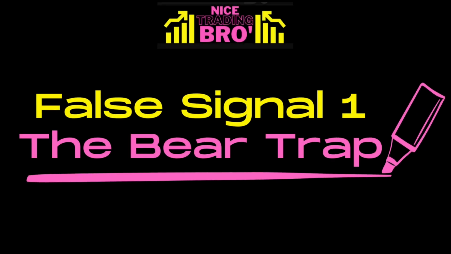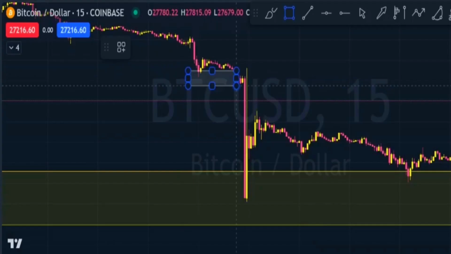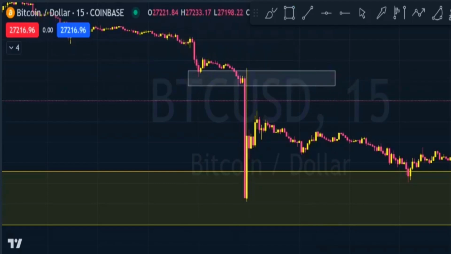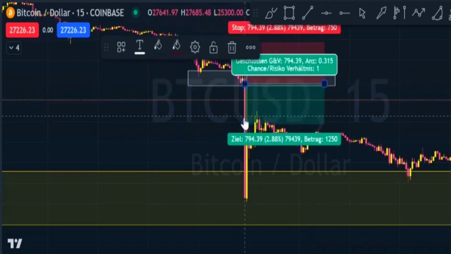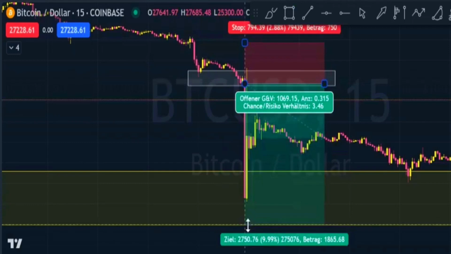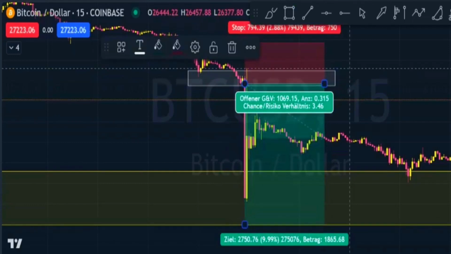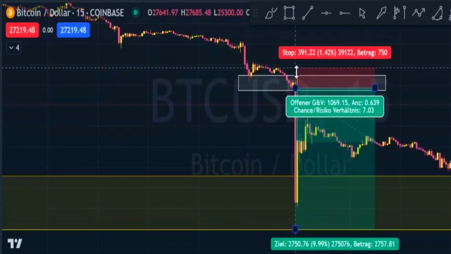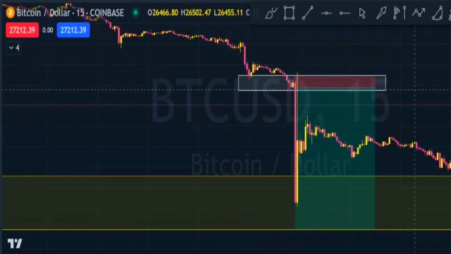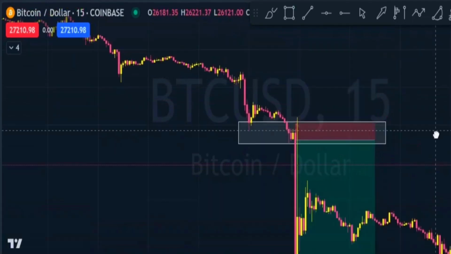False signal 2, the bear trap. In an upward trend, a brief price slump below a support line causes pessimistic investors or traders, also known as bears, to bet on a downtrend or trend reversal with put options or short sales. However, if prices then recover against expectations and continue to rise sharply, a false breakout has occurred and the investor has fallen into a bear trap.